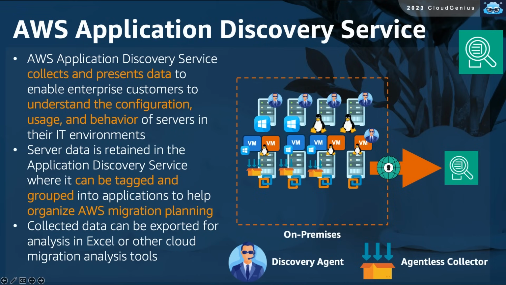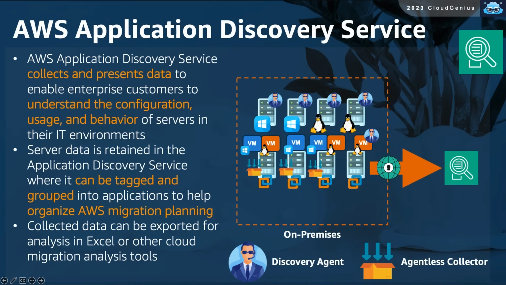AWS Application Discovery Service is a service that helps businesses assess their on-premises IT infrastructure and applications to plan and execute migration to the cloud. With AWS Application Discovery Service, you can discover and collect information about your on-premises applications, servers, and network dependencies automatically. This data helps you understand your existing IT environment and make informed decisions about migrating to AWS.